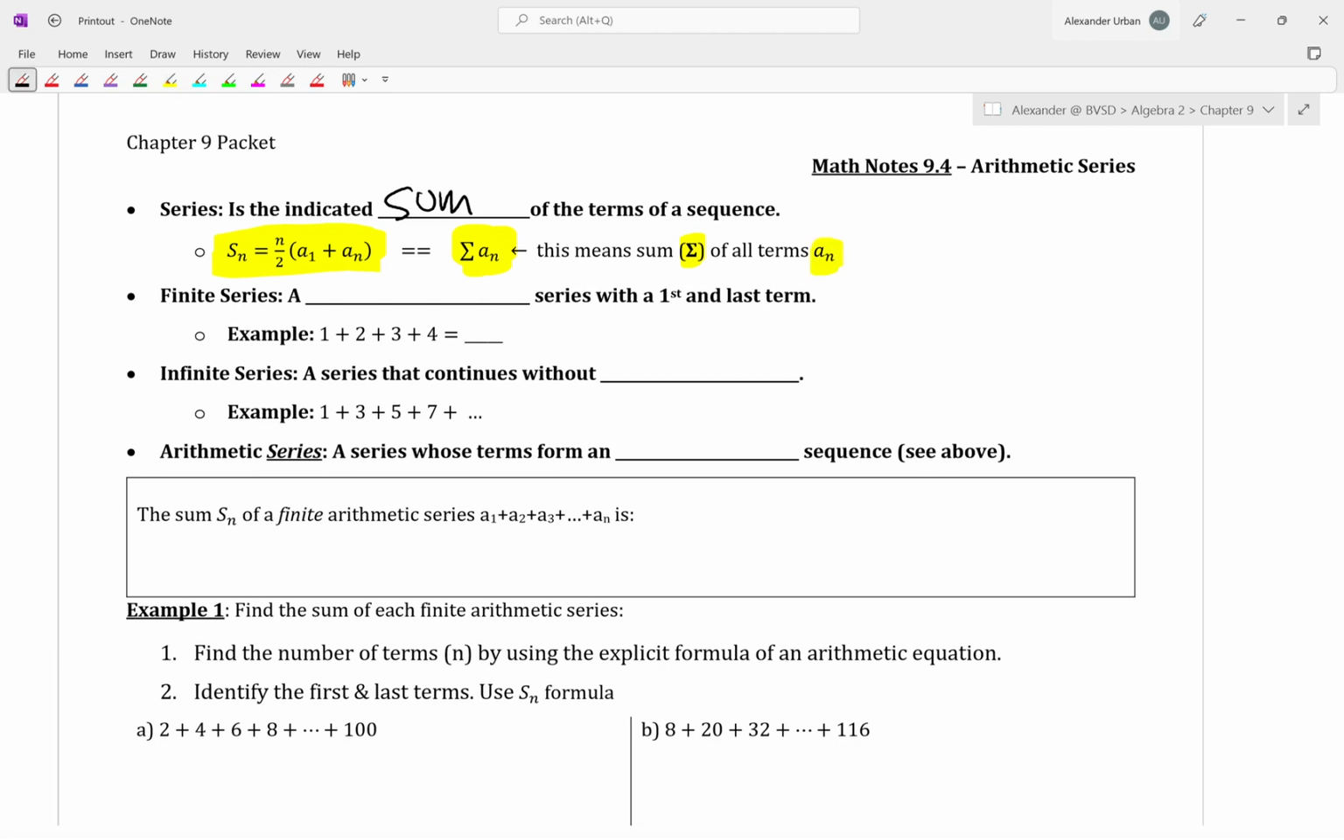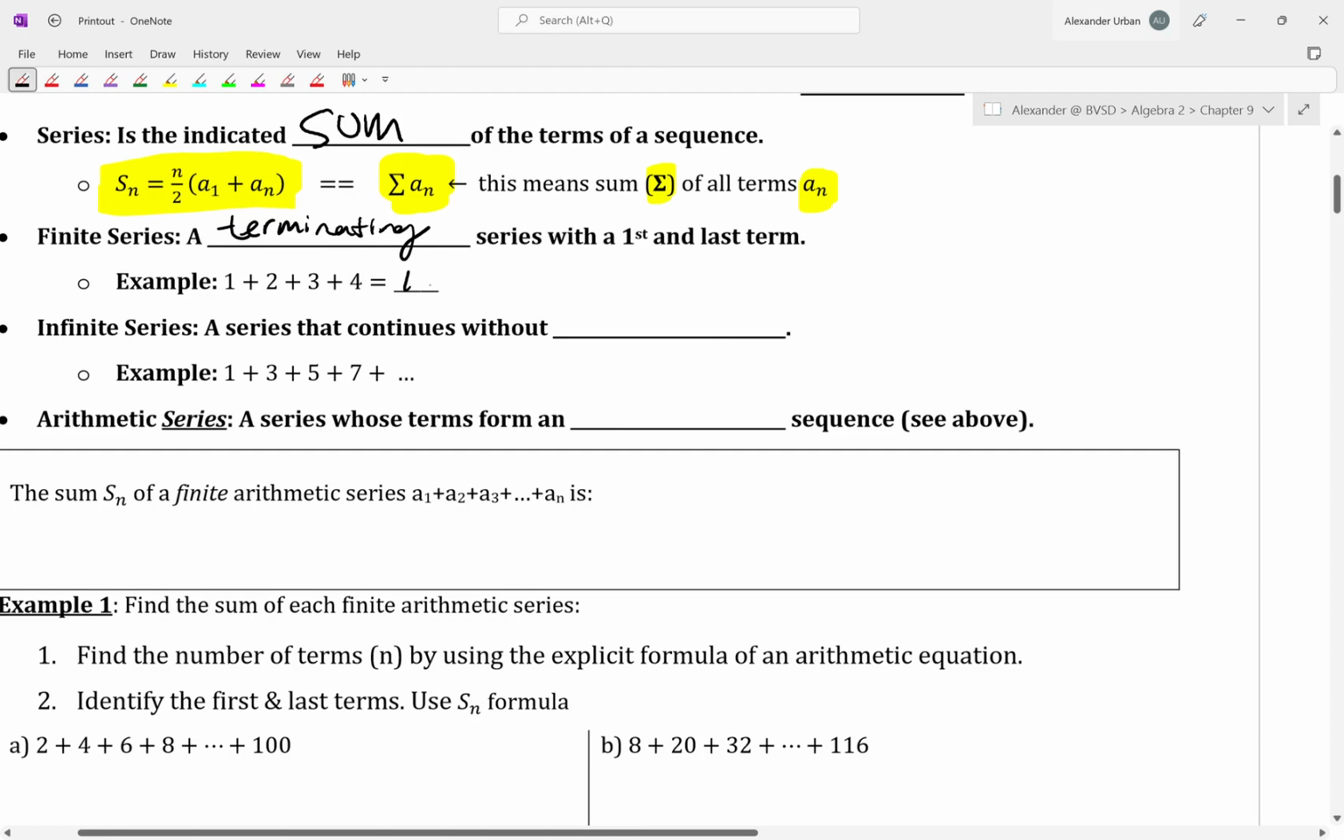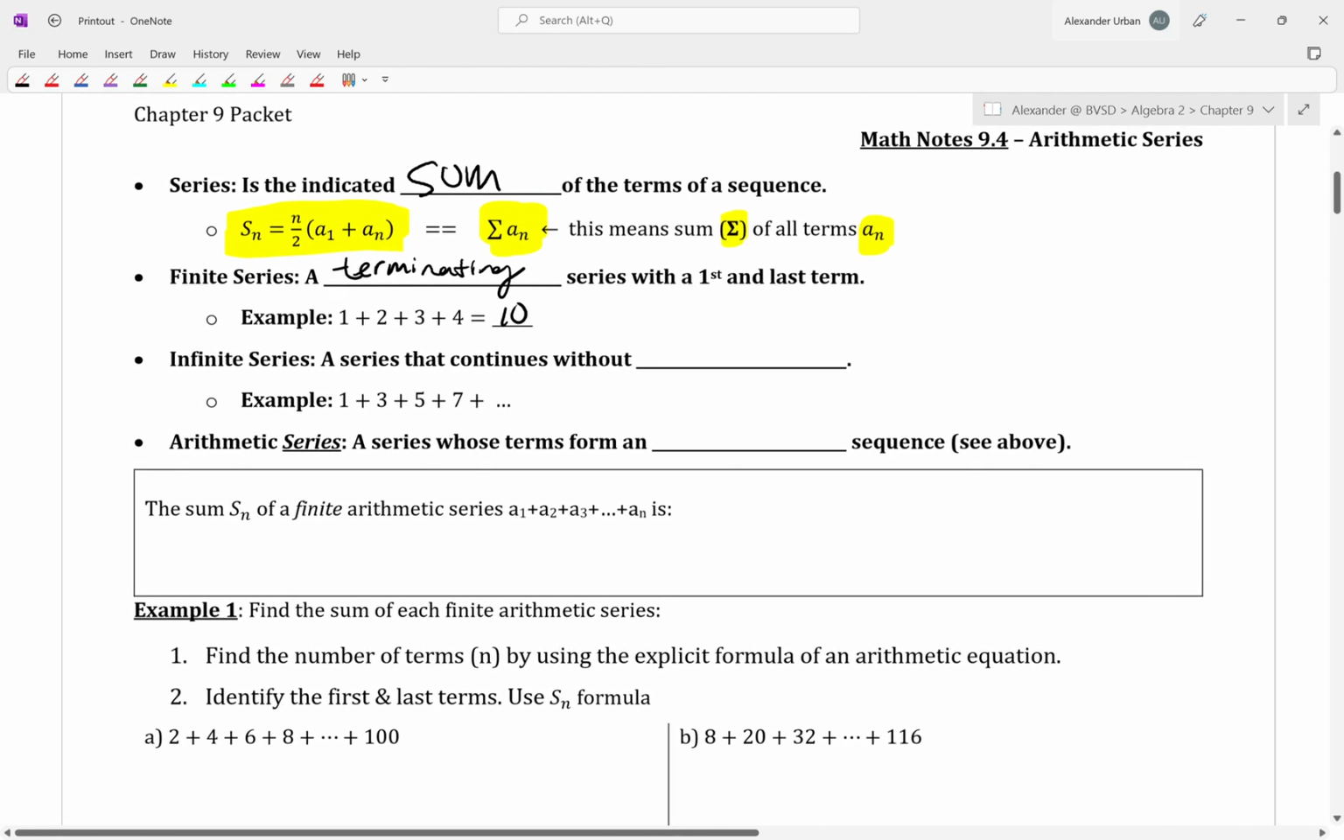So in this one, a finite series is a terminating series, so it terminates with the first and last term. For example, we can see right here, we can have 1, 2, 3, and 4 added together. That is a finite series, and that's going to equal 10. An infinite series is a series that continues without end or without terminating. Same kind of idea, just doesn't end.